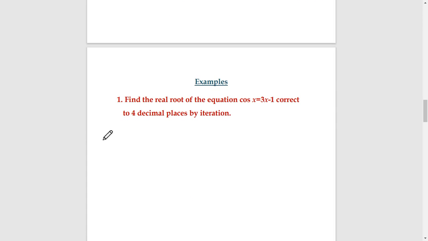Find the real root of the equation cos x equal to 3x minus 1, corrected to 4 decimal places by the iteration method. Okay. So now let us see the solution.